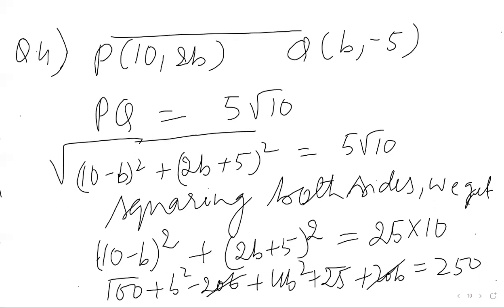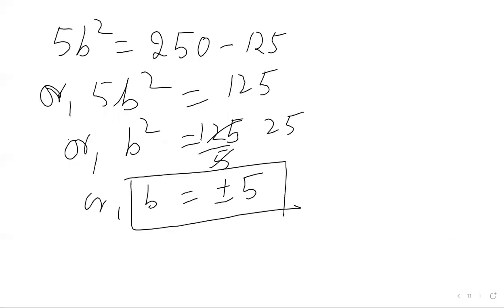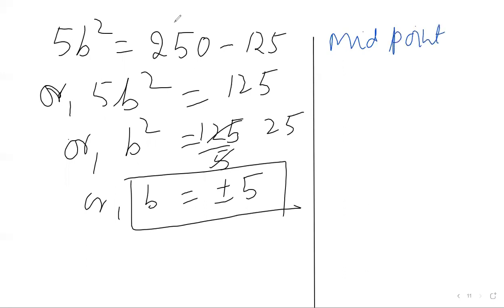Question number 5 is the same. Find the coordinates of the midpoint of the line segment joining the points. So we will use the midpoint formula here, with positive and negative 5. So the midpoint formula.